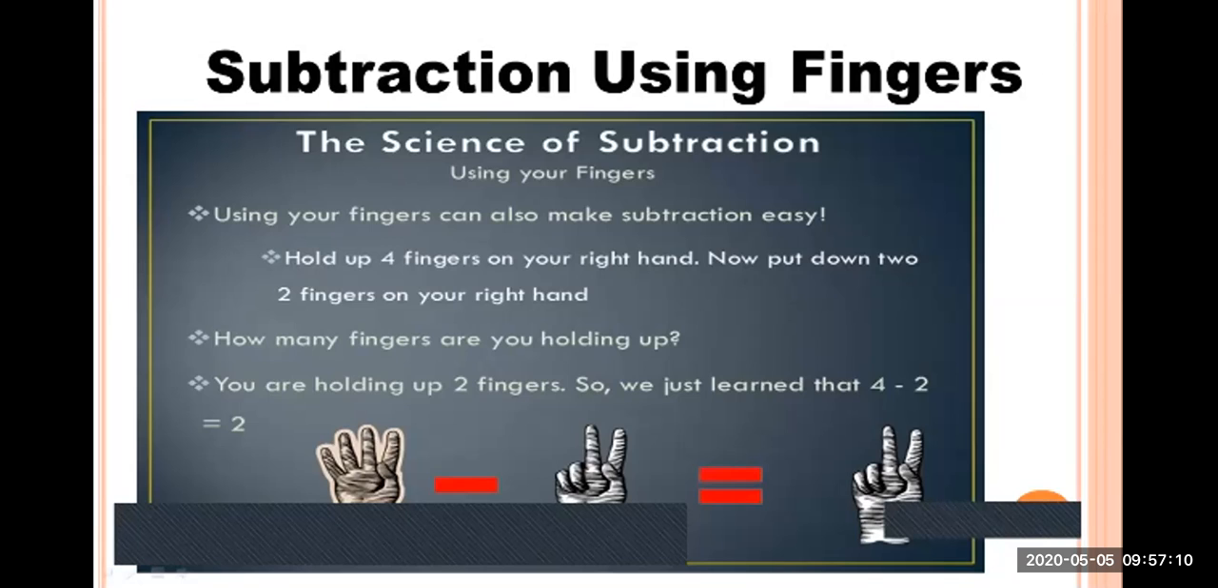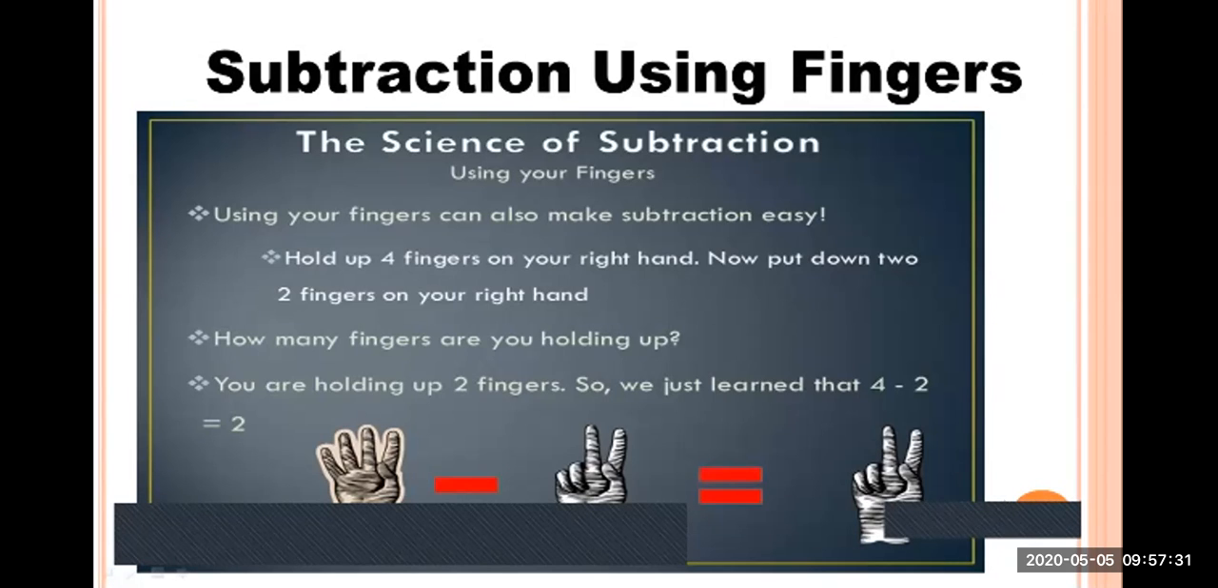So how many fingers are you holding up? 2. You are holding up 2 fingers. So we just learned that 4 minus 2 is equal to 2. We had raised up 4 fingers, so we have put down 2. 2 are raised up. So the raised up are the left fingers. 2 fingers are left because 2 are put down.